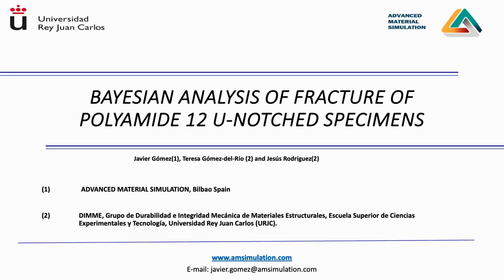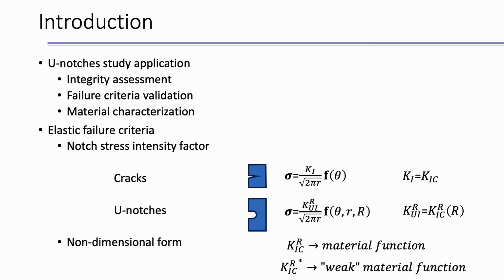This work has been done in collaboration between a private company, Advanced Material Simulation, and the University Rey Juan Carlos, both in Spain. In this talk, we want to analyze if we can determine the fracture toughness of a material from U-notches. This is our main idea. U-notches are an interesting defect for integrity reasons, for validation of failure criteria, but also to determine material properties. We are going to apply this idea here.